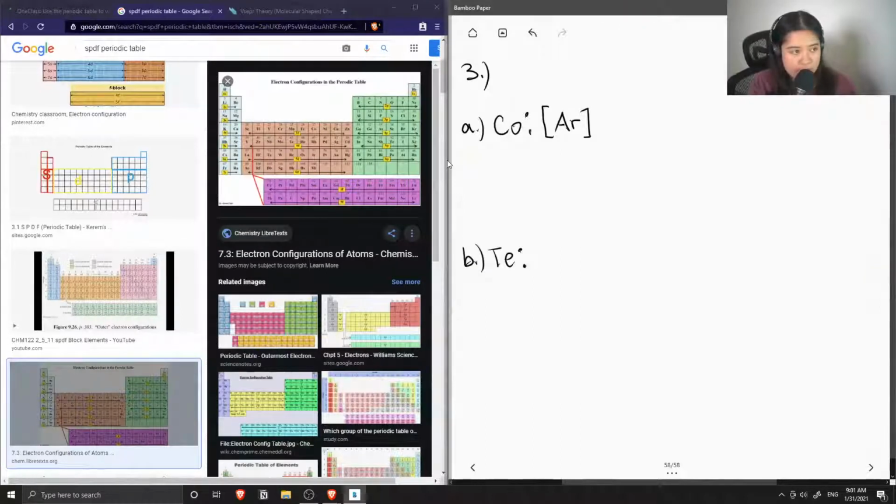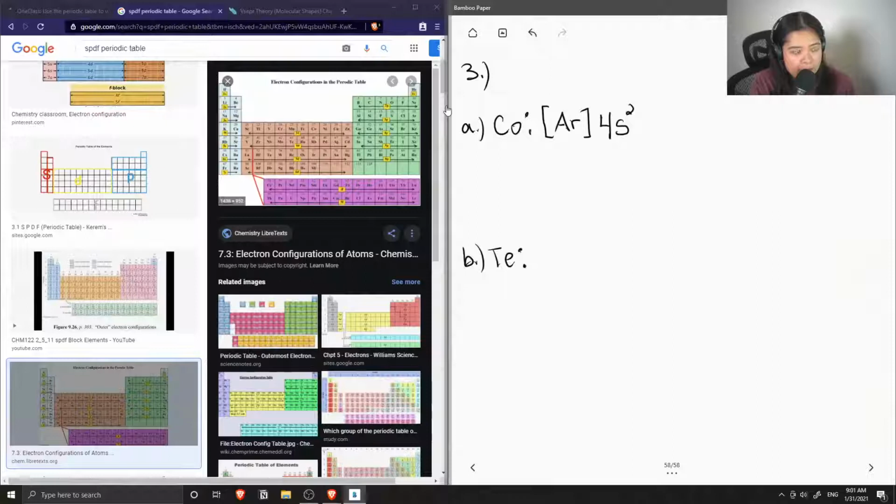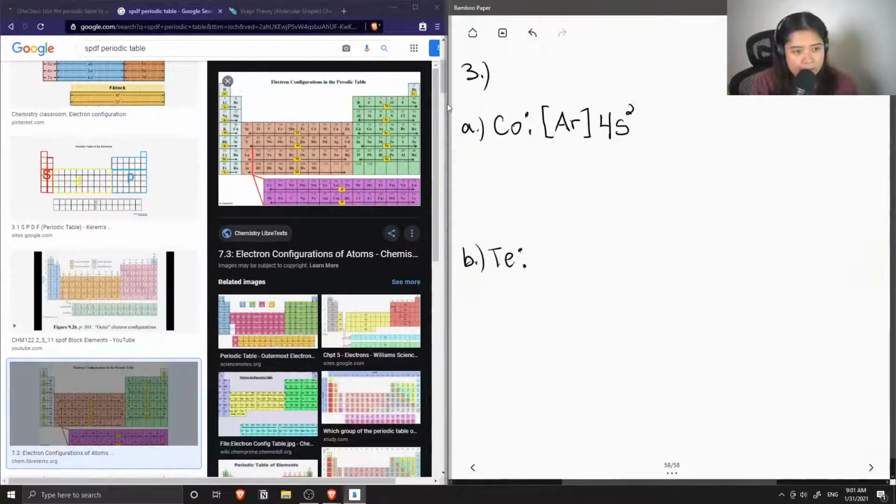Okay, so argon, and then we move down to row 4 and write the block letter S. 2 electrons can fit in an s orbital, and then we count out how many electrons are in the d orbital up to the cobalt. So 1, 2, 3, 4, 5, 6, 7. So we write 3d7.